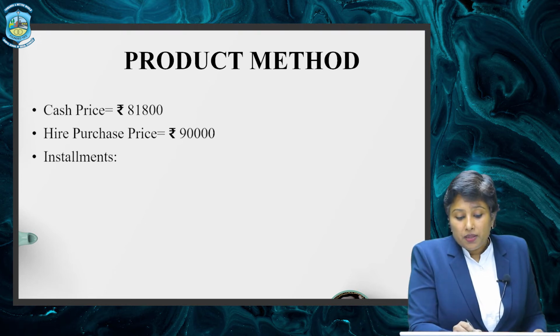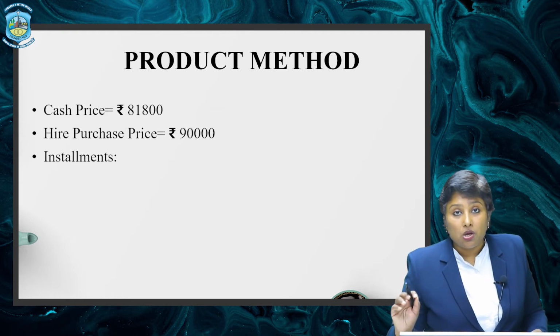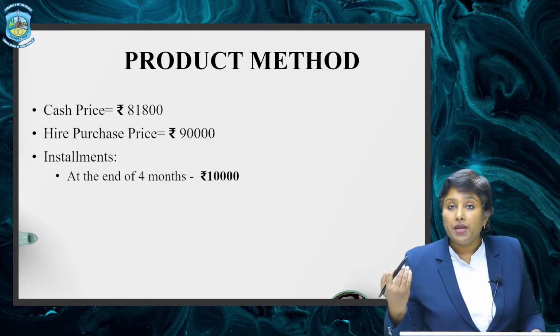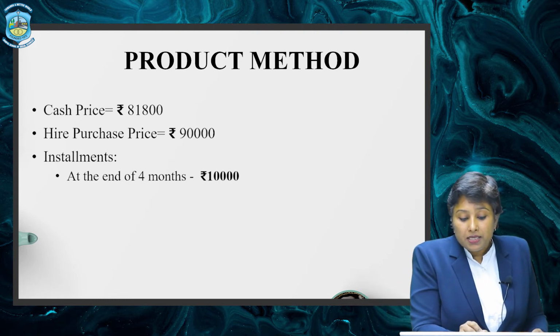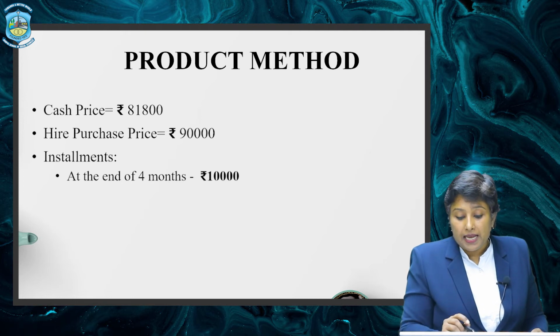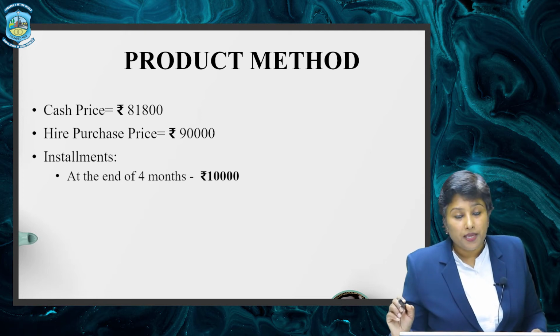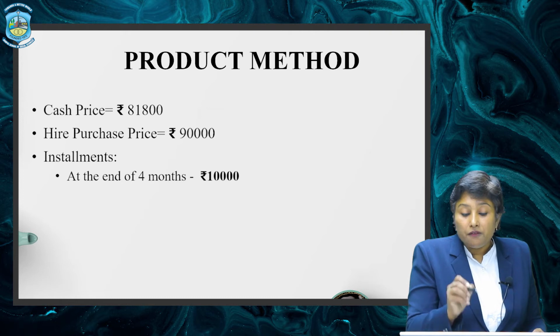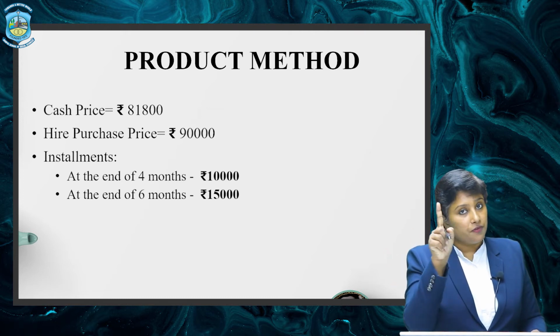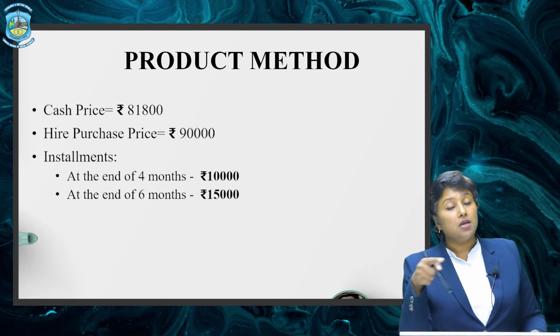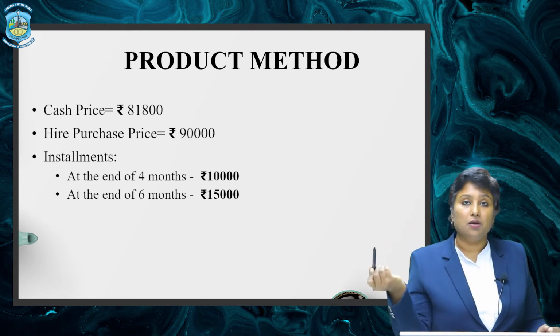You are given the amounts of installments for say 4 years or maybe in different time periods. So as taken in the example, at the end of 4 months, the first installment has been made, which is 10,000 rupees. Then at the end of 6 months, beginning from the very first day, at the end of 4 months, first installment, at the end of 6 months, second installment, which is 15,000 rupees.